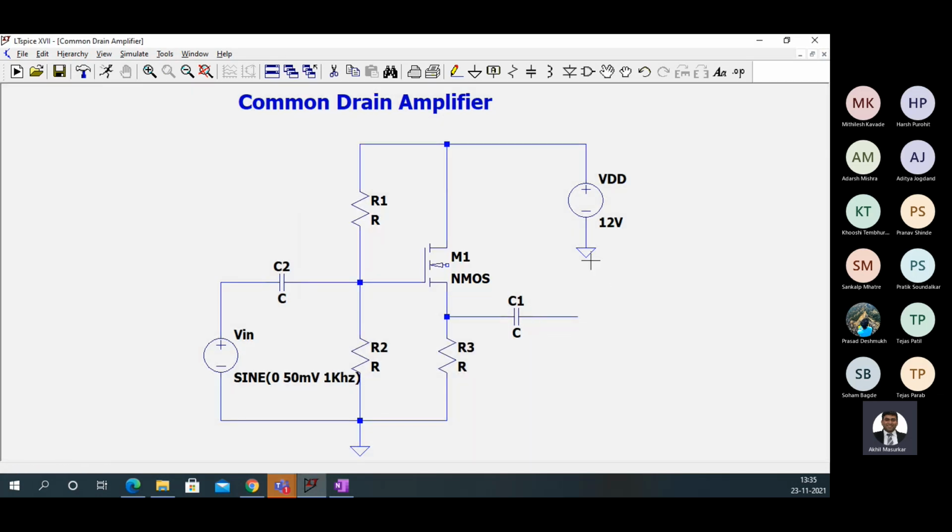So can you see the circuit now properly? Yes, sir. And here we'll be connecting it in this way.